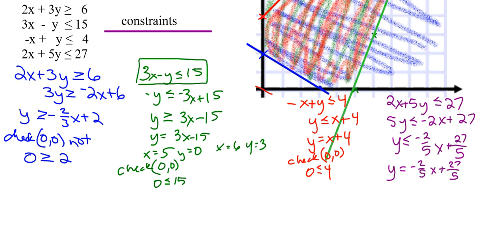I notice if I put in x equals 1, that I'll have negative 2/5 plus 27/5, and so that's 25/5. So that's y equals 5 there. Maybe I'll find another point as well.